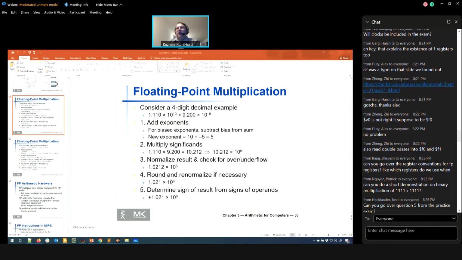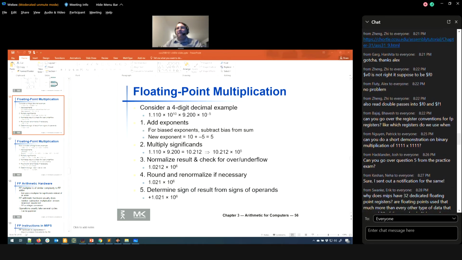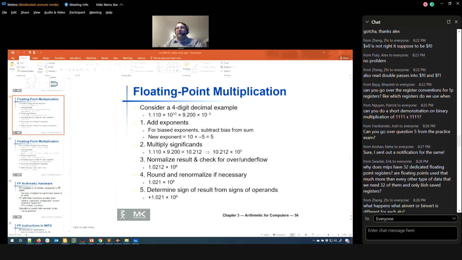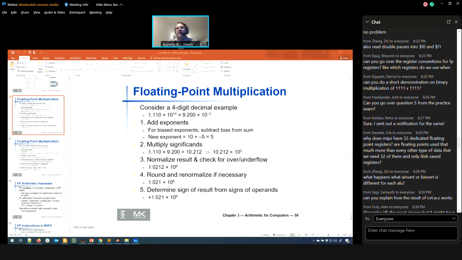Okay, and I'm going through the chat. Can you go over the register conventions for FP registers? Like which registers do we use and when? We didn't really talk about it, so it's pretty much Wild West. So use those registers any way you like. Okay, so for F registers, yeah, it's Wild West.